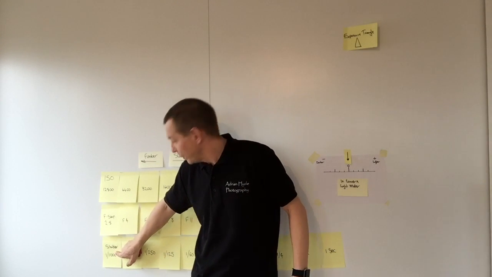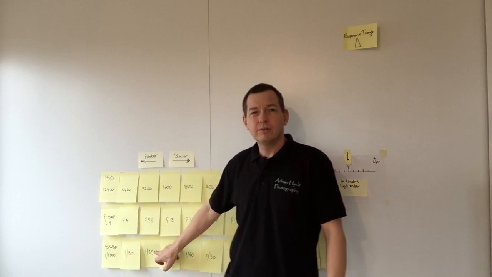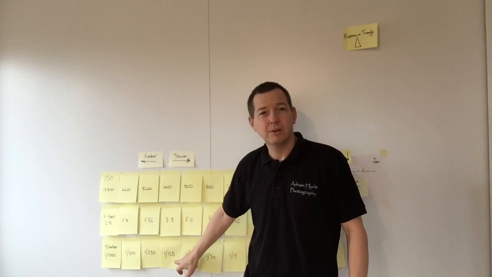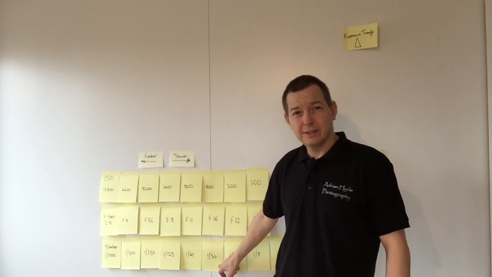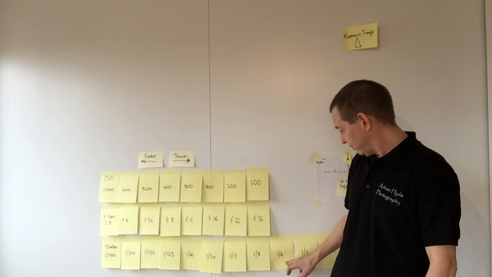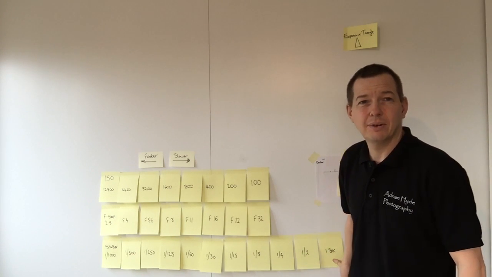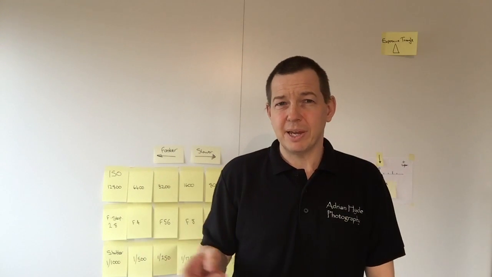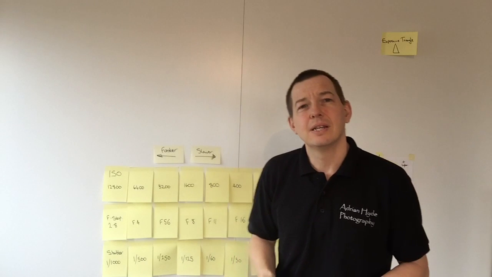The shutter speed, say 1000. Next stop down will be 500, 250th, next stop down 125th, 60th, 30th, 15th, 8th, 4th, half a second and a whole second. So that briefly explains what the ISO, f-stop and shutter speed does.